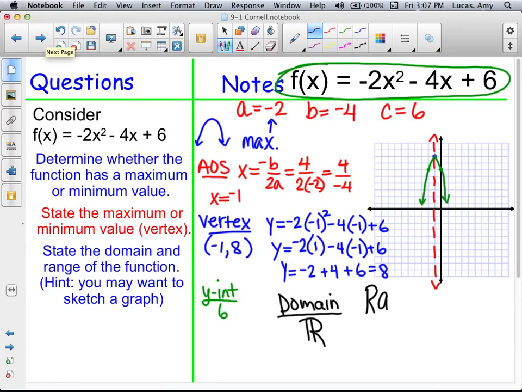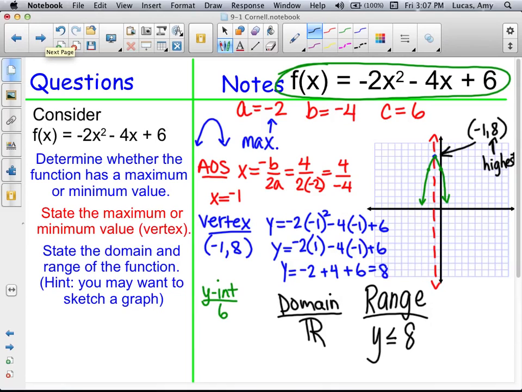The range, though, is restricted. The y values, we've got this maximum point up here. This maximum is negative 1, 8. So 8 is the highest value for y. This graph stops at 8 and then goes back down. So the y values are less than or equal to 8 because 8 is the maximum point.